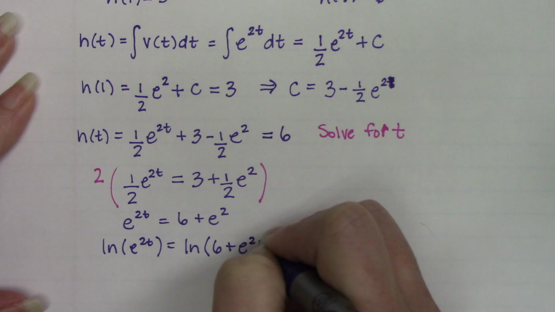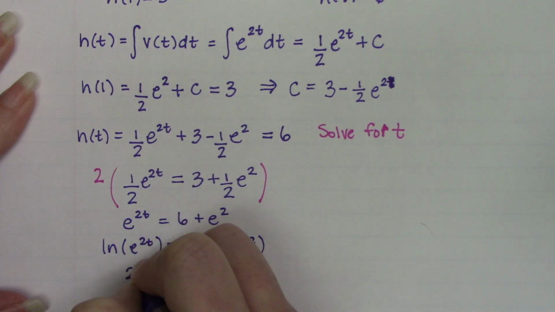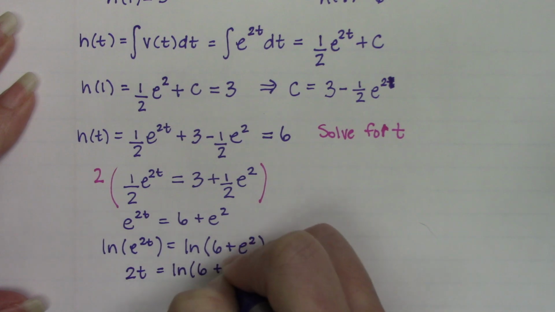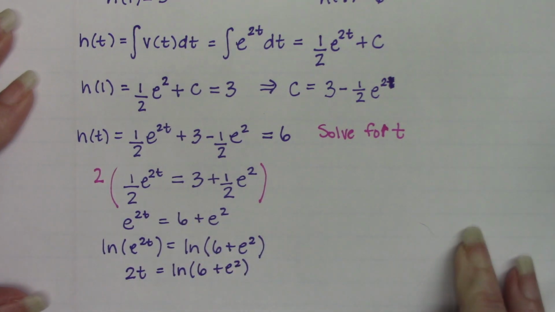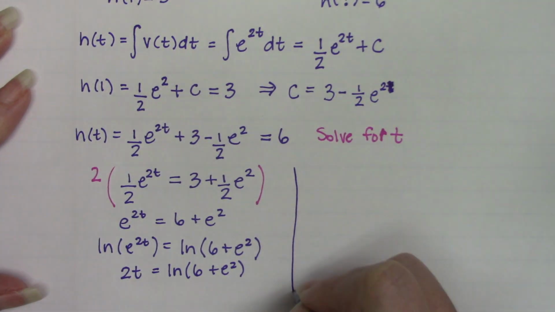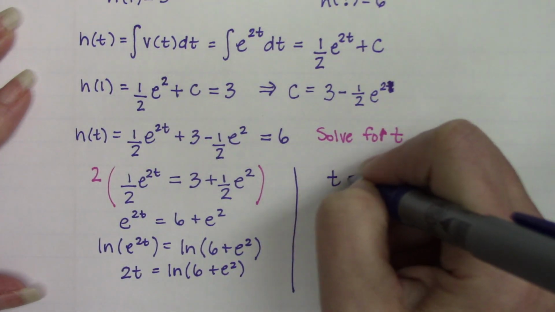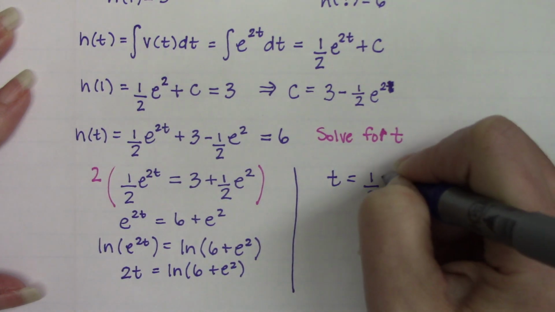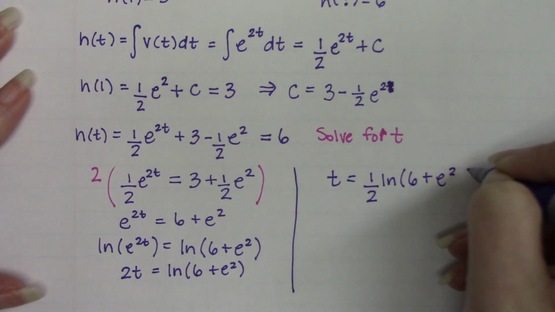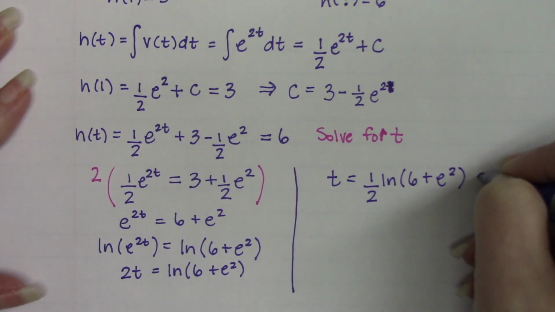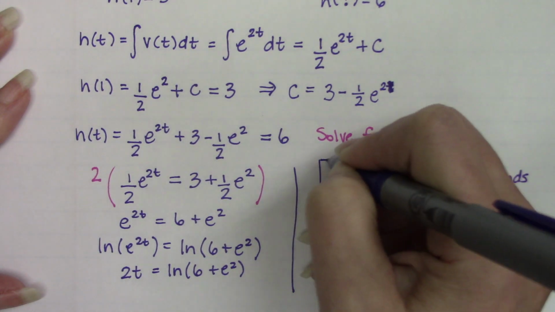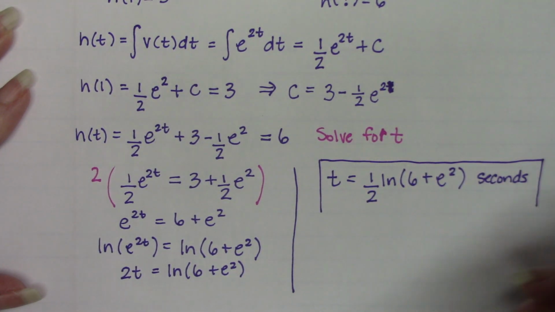The left side just becomes 2t. The right side does not simplify in any way, so you just have to let that ride. And then t is going to equal 1/2 natural log of 6 plus e squared. This will be in seconds if we're being thorough. And so this is our final answer.